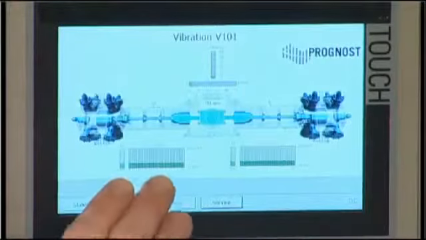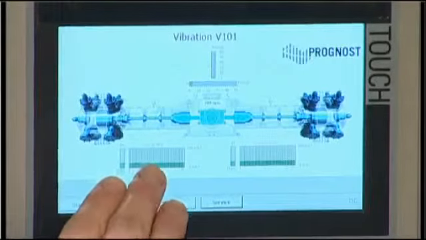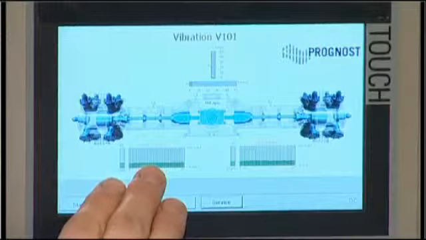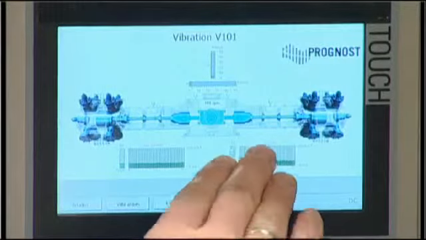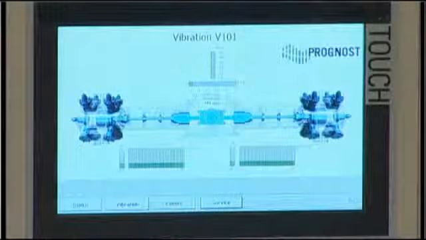The visualization you see here on screen is shown in 36 segments. The PROGNOST way is to monitor vibration levels in 10-degree wide increments. So every 10-degree increment we have an average vibration value we indicate here.